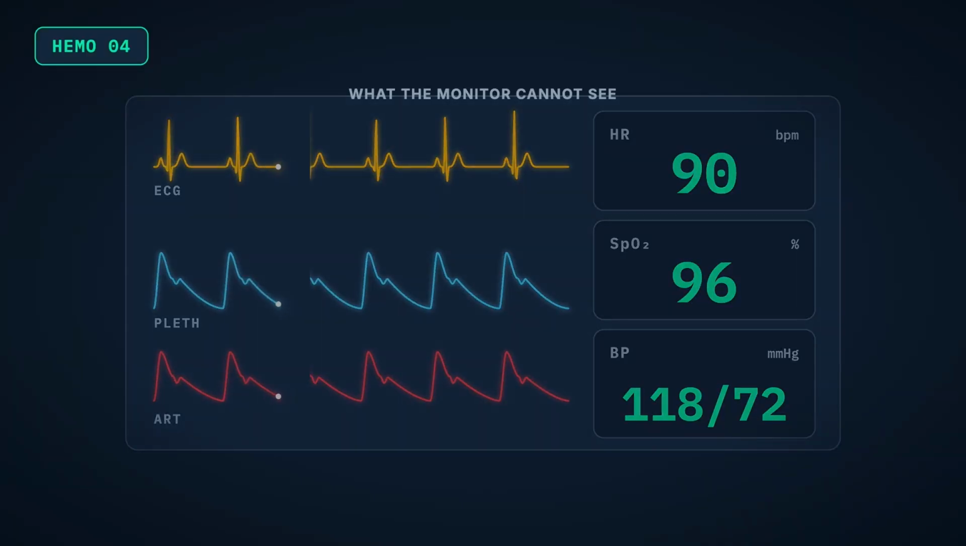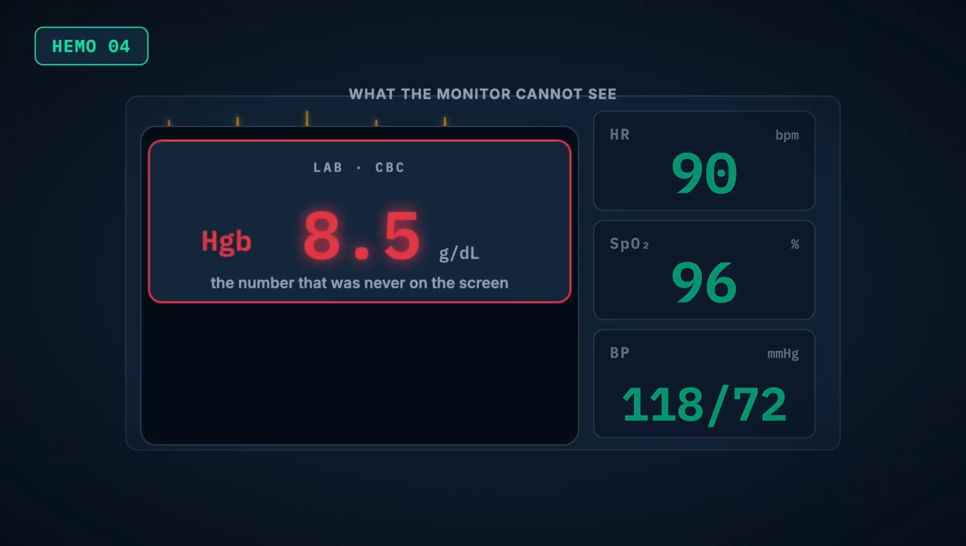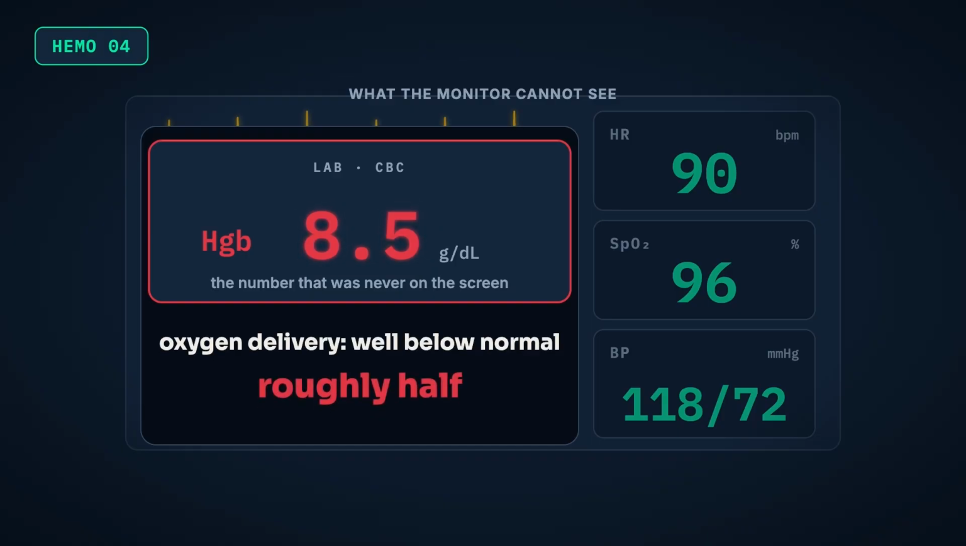Here's the problem. The patient's hemoglobin is 8.5. And once you run the math, the actual oxygen this patient is delivering to their tissues right now is running well below normal, roughly half. Nothing on that monitor told you that. The pulse ox can't see it. The blood pressure can't see it.